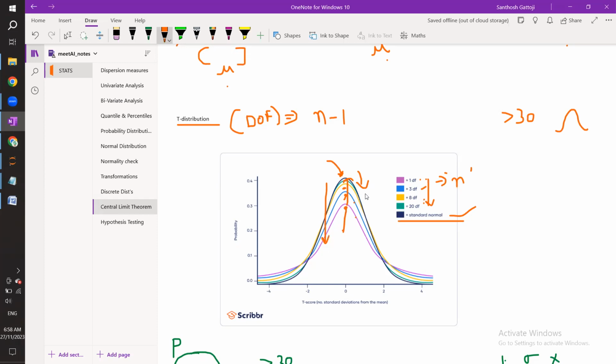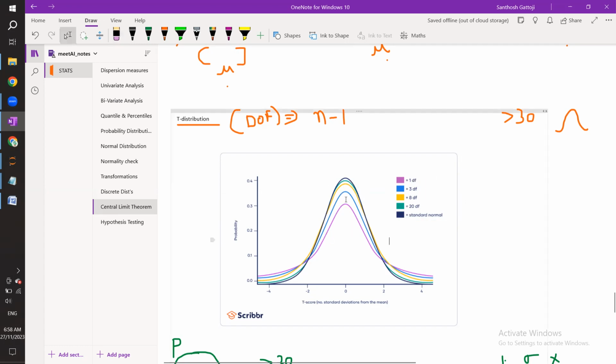Okay, so it just depends on the number of samples you are able to collect. As you can see, if you increase more than 20, like after 20, if you take 30 or 40, 50, it follows a normal distribution. Clear, guys? Is t-distribution clear? Yes, Santosh.